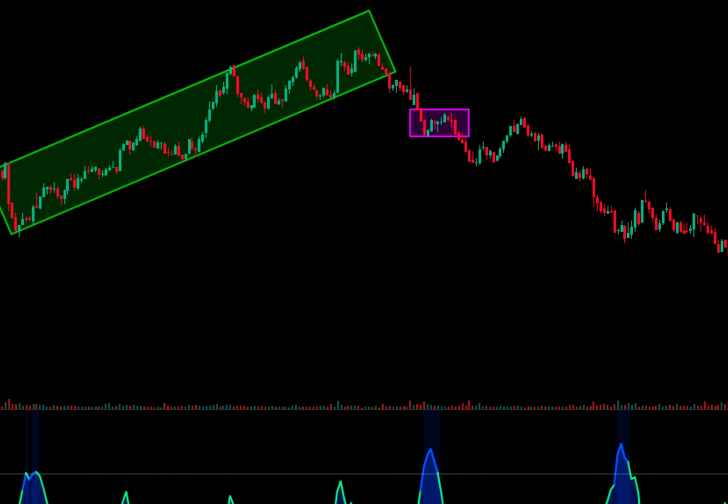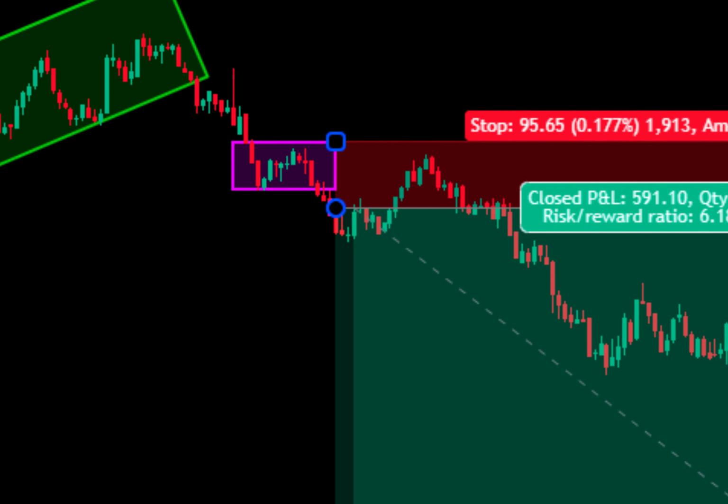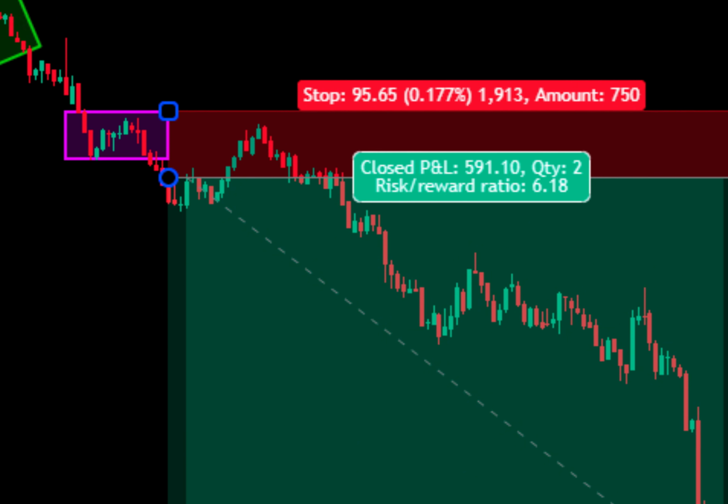In this fourth example, you can see that the volume divergence indicator turned blue. Here we can see a small consolidation phase. Then a breakdown happened, and it entered into the second consolidation phase, which is our step. As soon as the price breaks out of the second consolidation phase, we enter a short trade, and boom, we get a profitable trade.